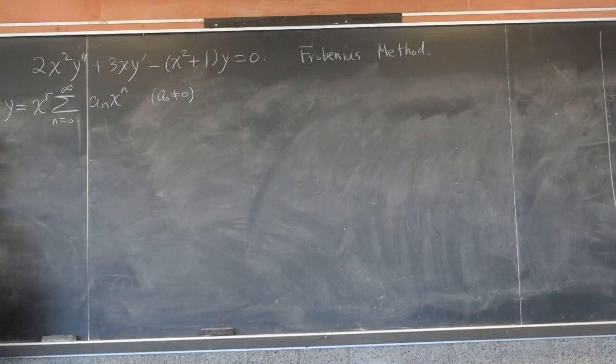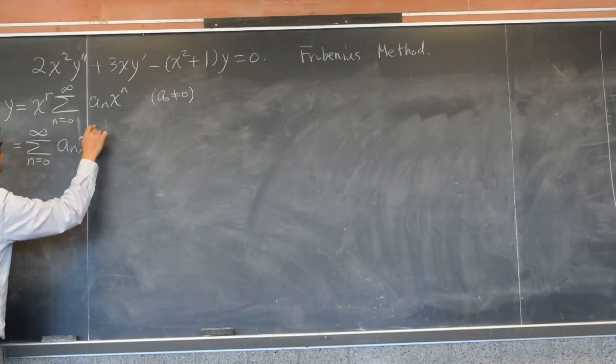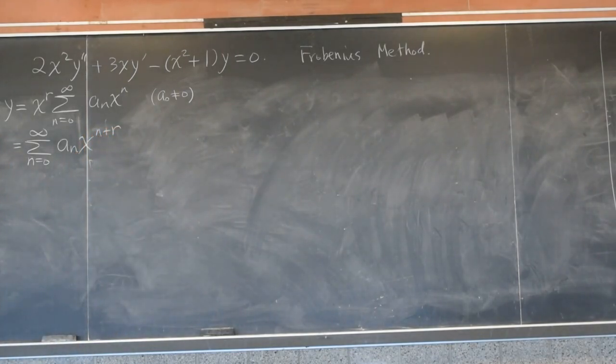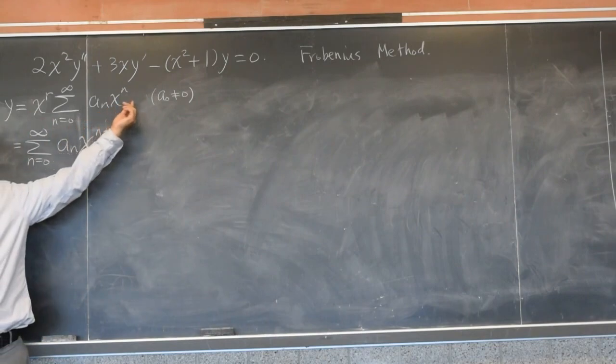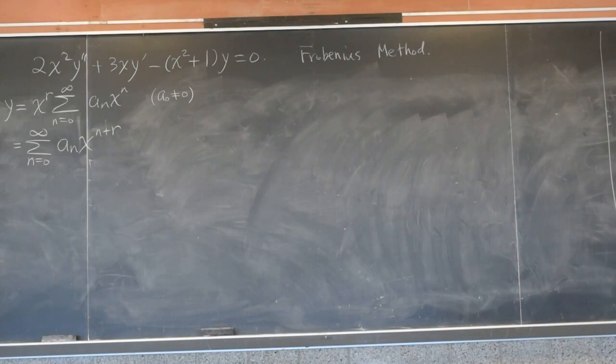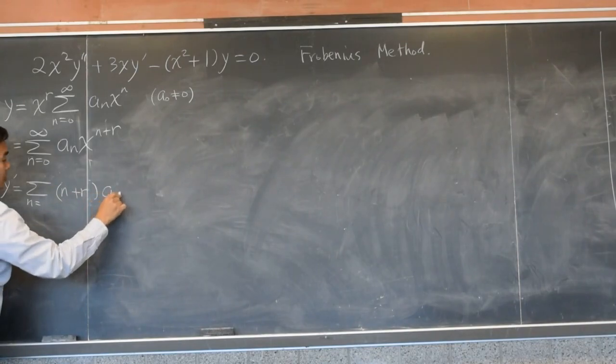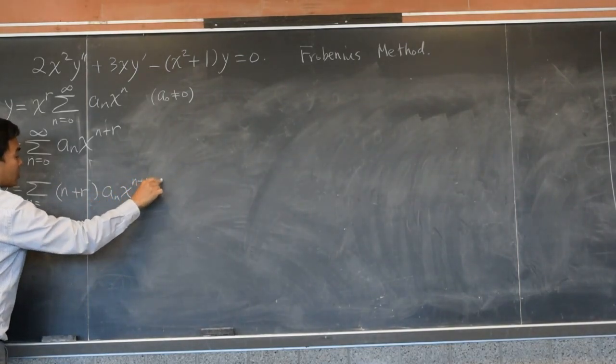Okay. All right. So if this is the solution you're looking for, what's y prime? Well, first you should rewrite this as sigma n from 0 to infinity of a_n x to the n plus r, because I can multiply x to the r by x to the n, since they have the same base, the exponents add up. And then we differentiate, which brings down the n plus r, and becomes n plus r minus 1.